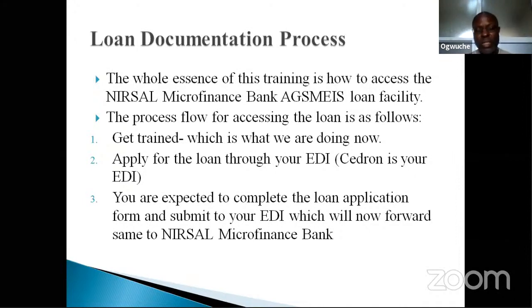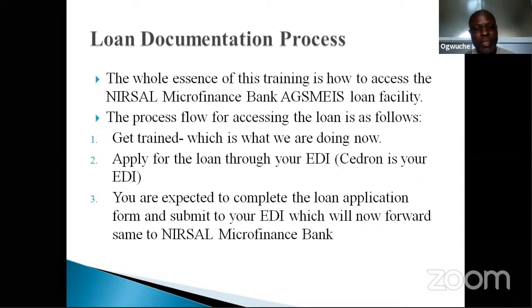Okay, so there's a process flow. There's a sequence of activities before you can assess this loan. The first is to get trained, which is what we are doing now, attending the 5 days mandatory training, which is an entrepreneurship training program. Then the second one is apply for the loan through an EDI. If you are applying for the loan, you have to apply through an EDI. We are your EDI, Sidro is your EDI, so you apply for the loan through us, and we'll help you to process it and then place it on the NASA portal. It's their responsibility to assess the submission that we make, and they invite you for an interview, and thereafter they take it over from us.